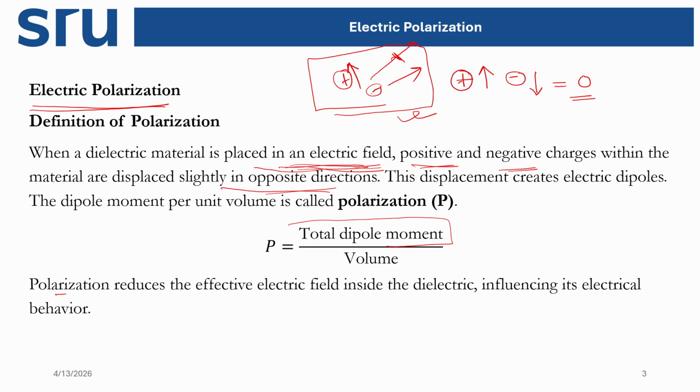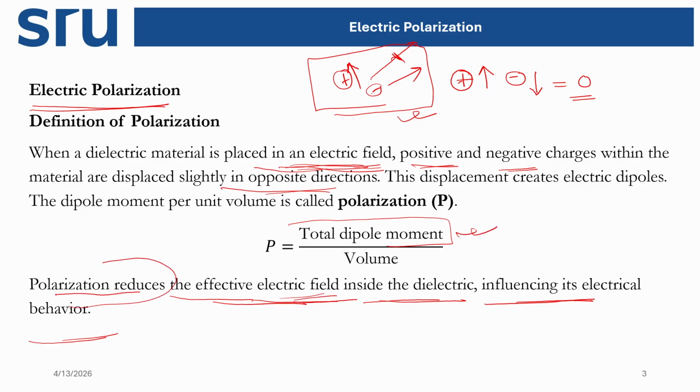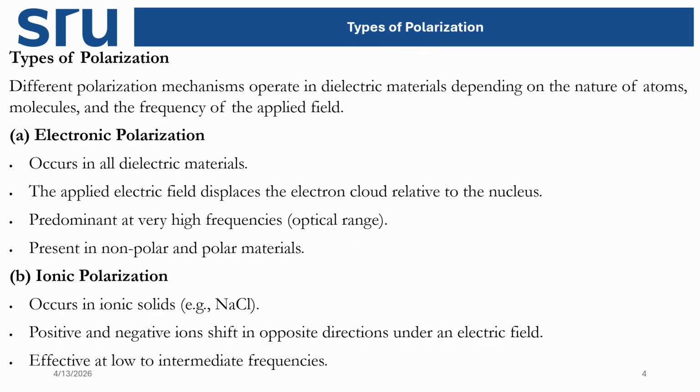So the polarization reduces the effective electric field inside the dielectric, influencing its electrical behavior. When we apply an electric field, due to the polarization a dipole moment is there, so it will reduce the electric field that the dielectric substance experiences inside, compared to whatever field we applied outside.